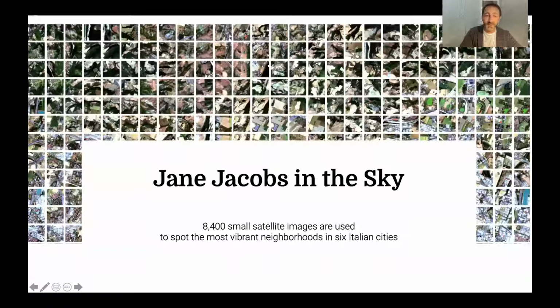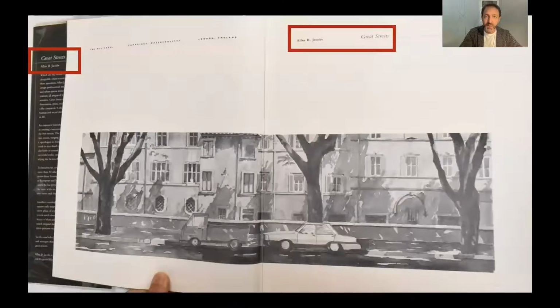This work is about how to use open satellite data to predict urban pedestrian activity. Allan Jacobs wrote many years ago a book titled Great Streets. What makes a street great? There are different elements. A street could be architecturally rich or could have, for example, small blocks.